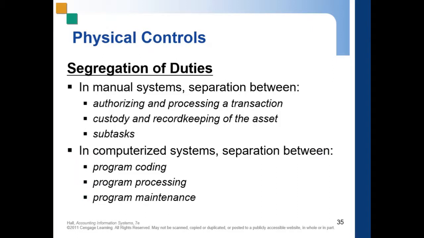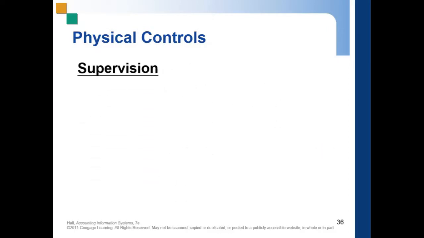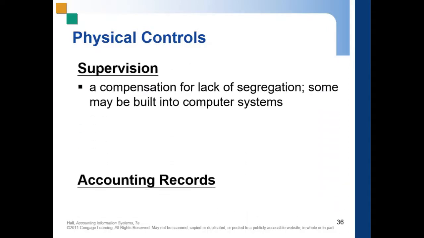Now, next, your next control is supervision. Supervision is important because it is a compensating control. Again, supervision is a compensating control, compensation for the lack of segregation. If you are a small company, you cannot delegate tasks. So one person may be doing multiple tasks. He can be the one in custody, and he can also do the record keeping.